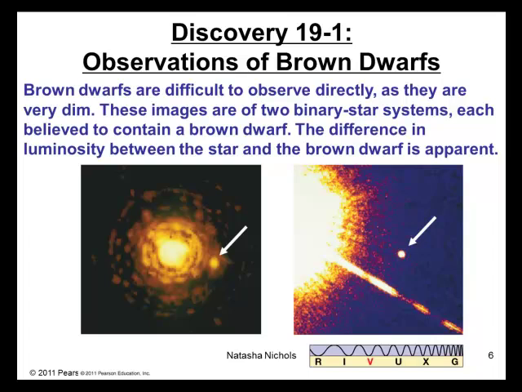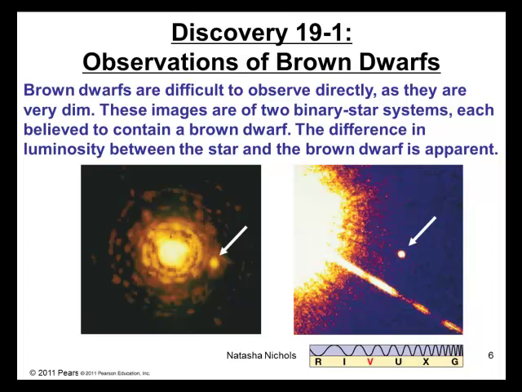Which brings me to brown dwarfs. Brown dwarfs are very cool, low luminosity stars whose mass is not sufficient to ignite nuclear fusion. So a brown dwarf will never be on the main sequence on the HR diagram. And because it has such low luminosity, they're very difficult to observe directly because they're very dim.